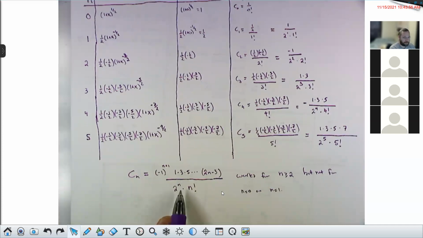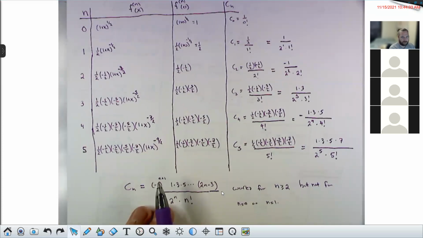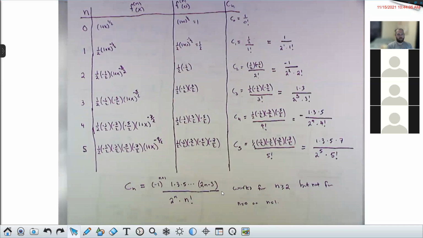This is the correct formula, right? It's just that this formula doesn't make sense when n is 0 or 1. And there's really nothing we can do to make it make sense for 0 or 1. It's not like I've written this down in some unpleasant form. It's just that this product in the numerator is 2n minus 3 double factorial. This is the thing. It's just that you can't define this when n is 0 or 1. So what do we do?